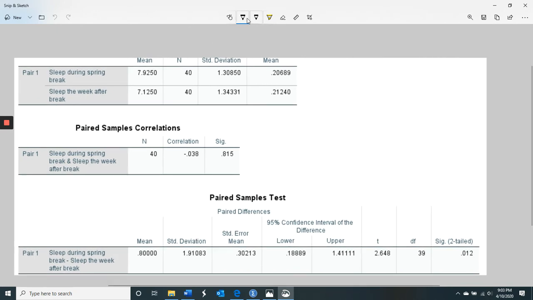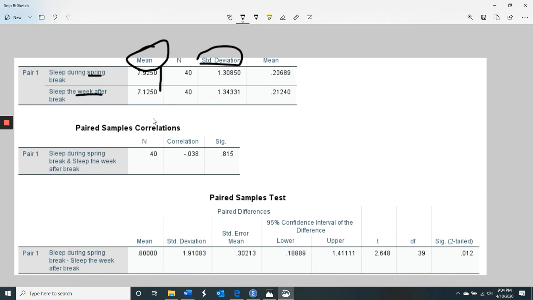Okay, so again, we're not comparing groups, we're comparing people at two times during the semester in terms of sleep. We're comparing them spring break, in this case, versus the week after spring break. So here's our means. It looks like they sleep more during spring break versus after spring break, but they're a little bit close. We're not quite sure if they're going to be significantly different. And then we have the standard deviation right here.